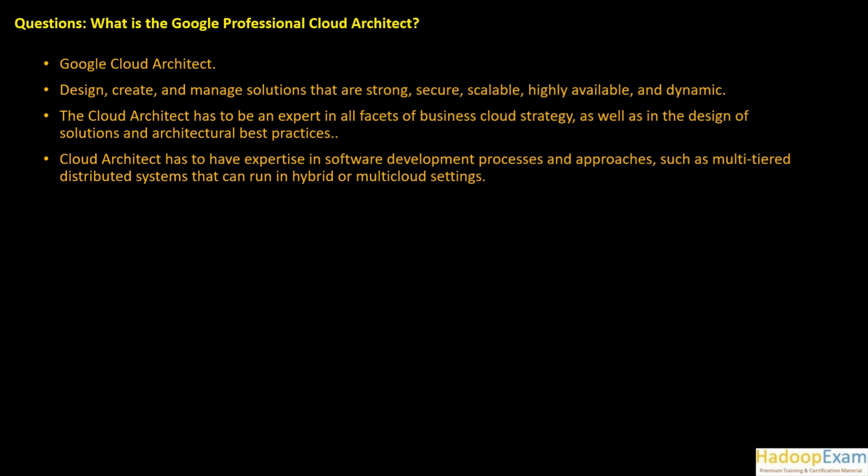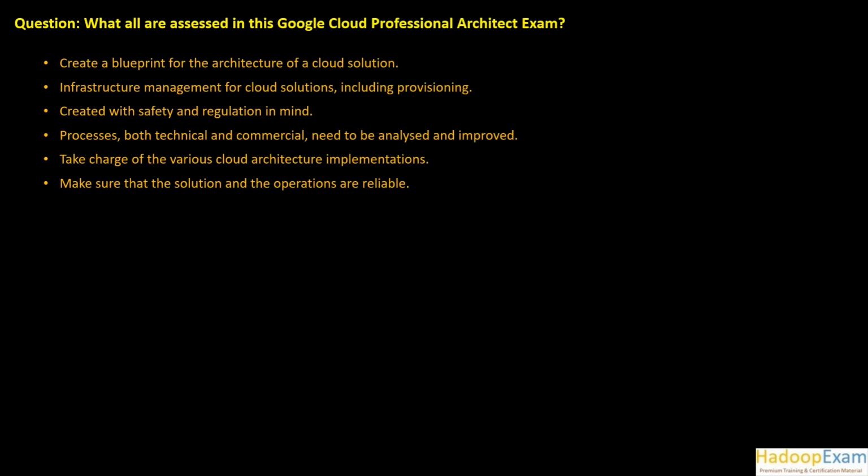So let's go further to the next topic. What would be assessed? A few points I have already covered, but let's revisit. Create a blueprint for the architecture of the cloud solution. You would be given a problem statement, and you would need to design a blueprint of how you would use various solutions from Google Cloud, for example Google Kubernetes, Google Pub/Sub, Google Datastore, BigQuery. These are very explicit solutions within Google Cloud, and you should be able to design with them.